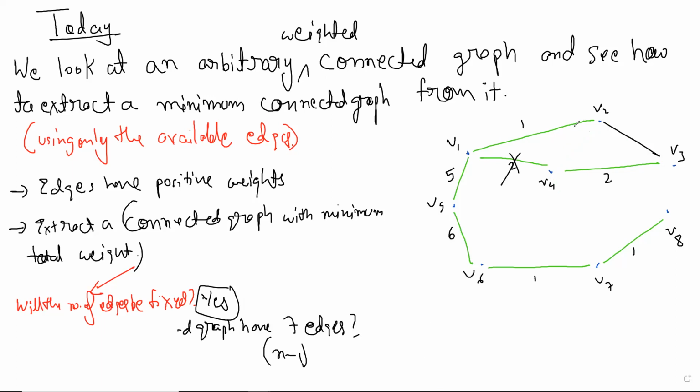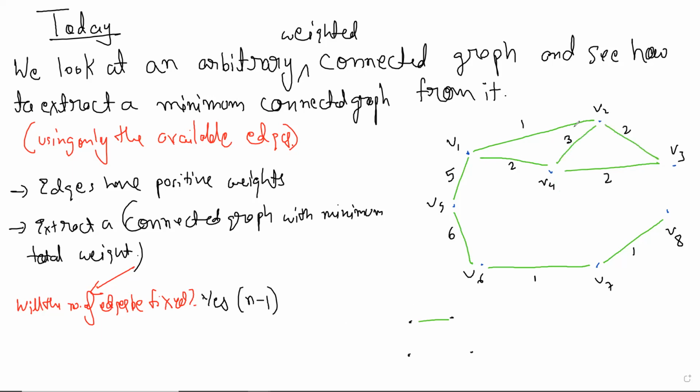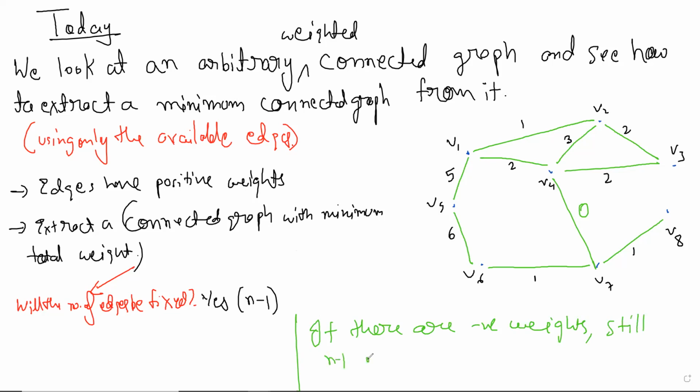So okay, I don't know where it went. I just said that if there are negative weights, still, I should rather say still a connected graph with minimum weight will use n minus 1 edges.